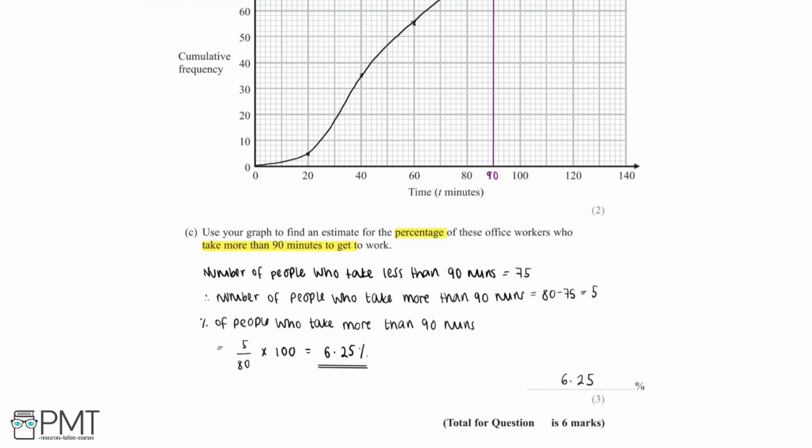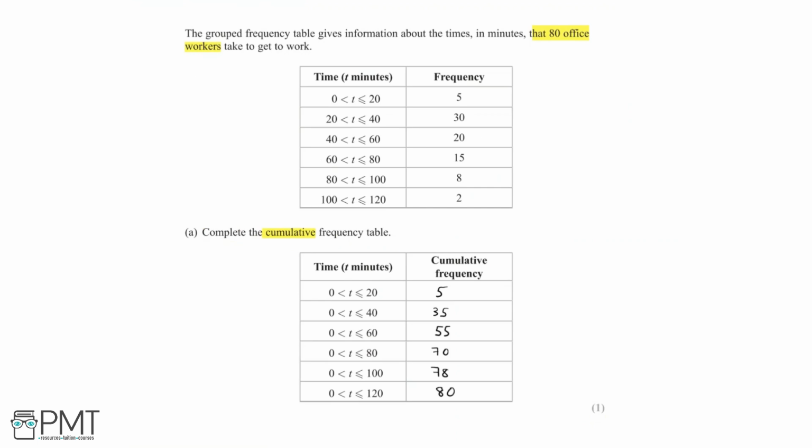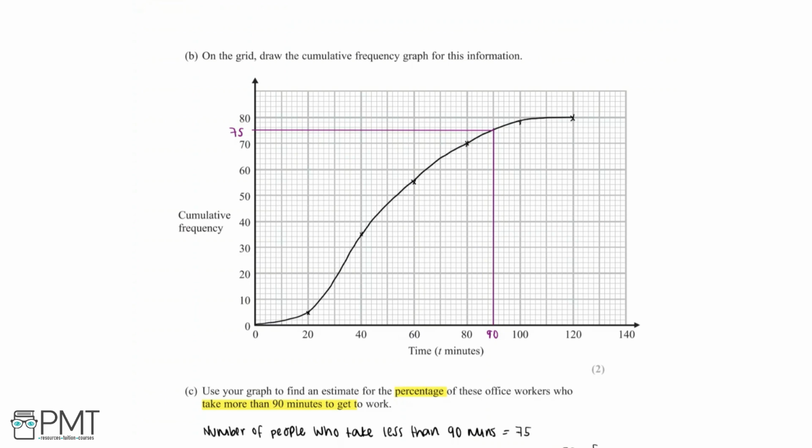Now this question is worth 6 marks. We get the first mark for our correct cumulative frequency table. We get the second mark for correctly plotting all of our points from our cumulative frequency table onto our cumulative frequency graph. And the third mark for a smooth line that joins these points together.